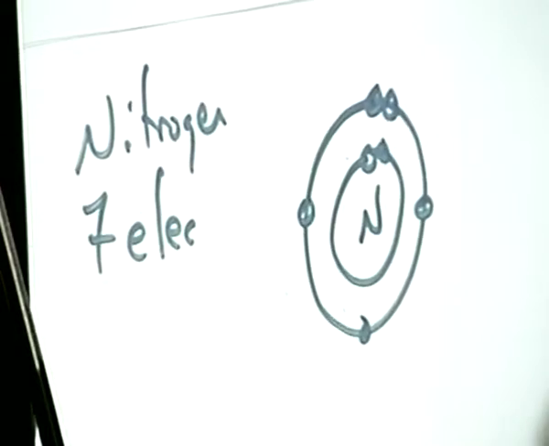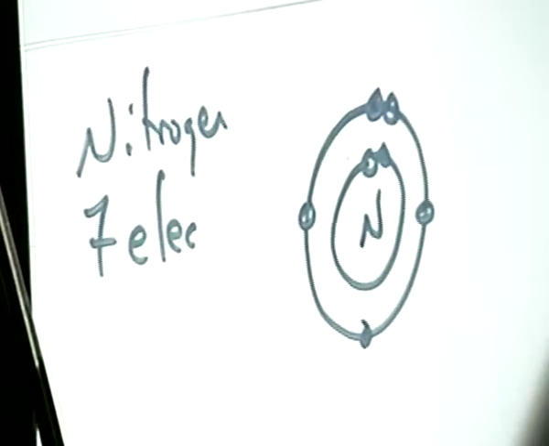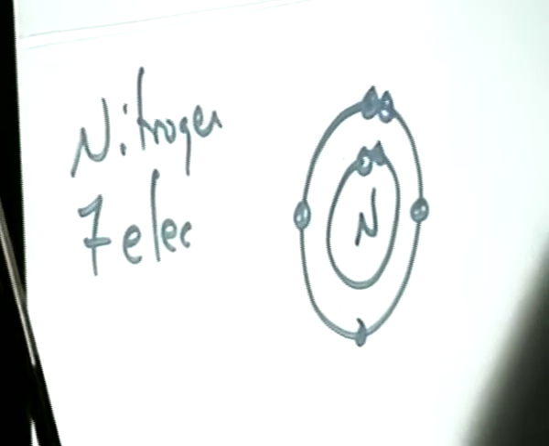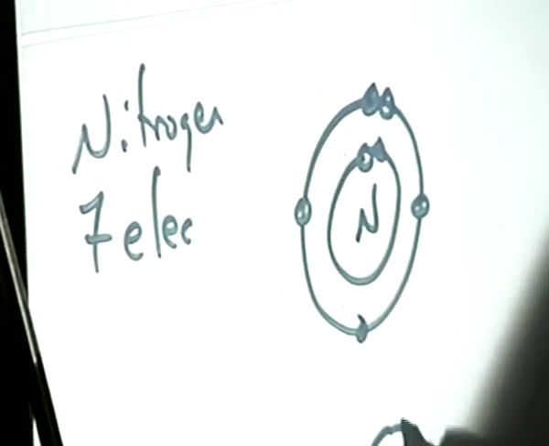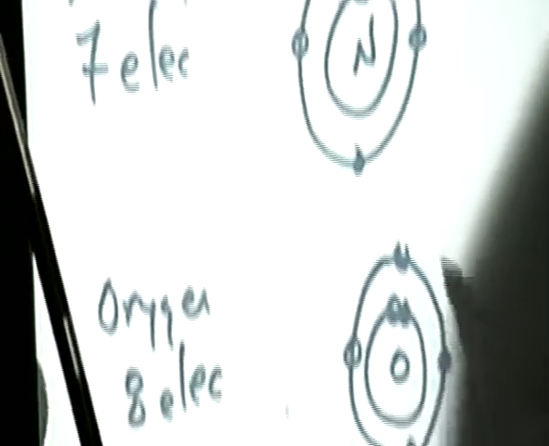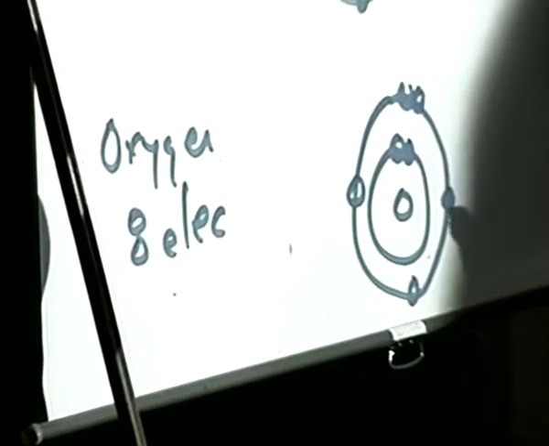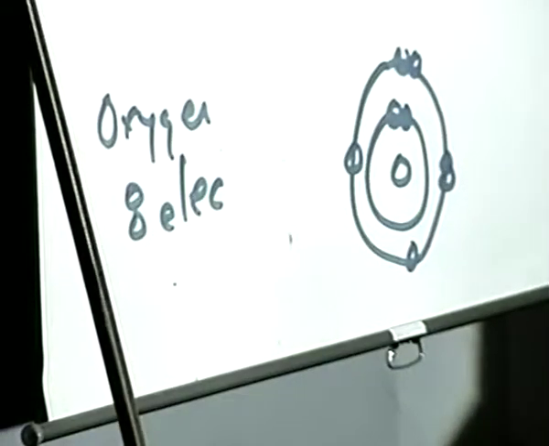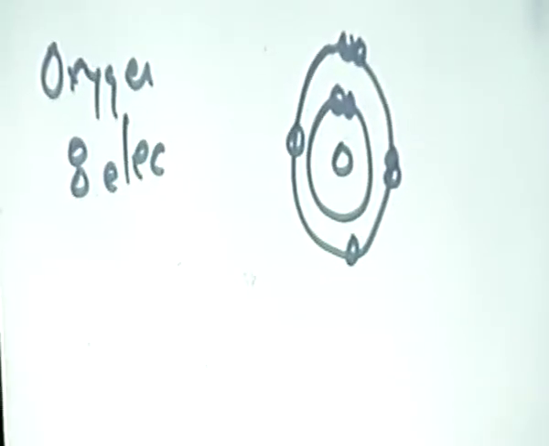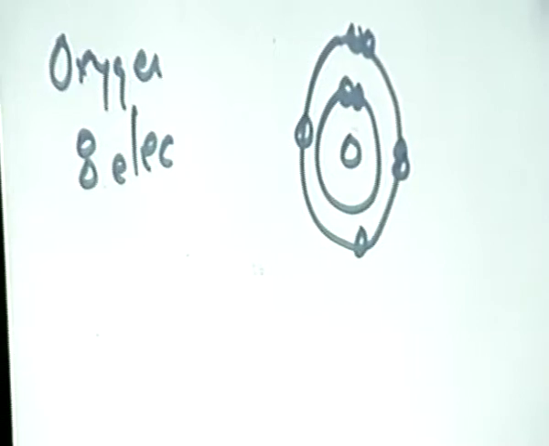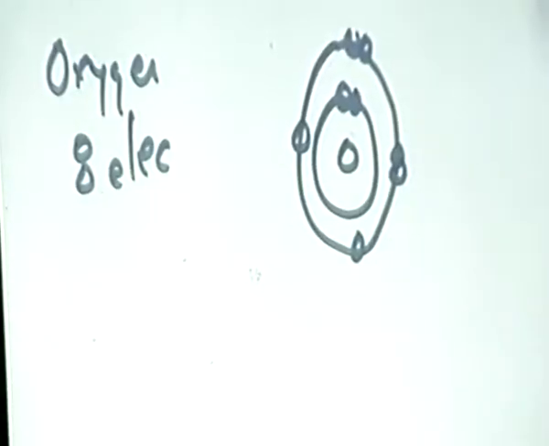Oxygen. 8 electrons. So oxygen is going to have 2 in the lower shell, 3, 4, 5, 6. Then we start pairing 7 and 8. So there's nitrogen and oxygen. The next one is fluorine.